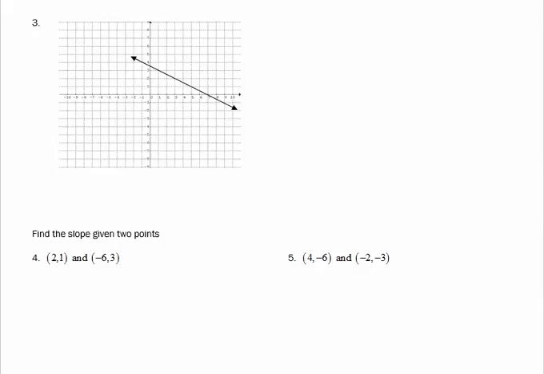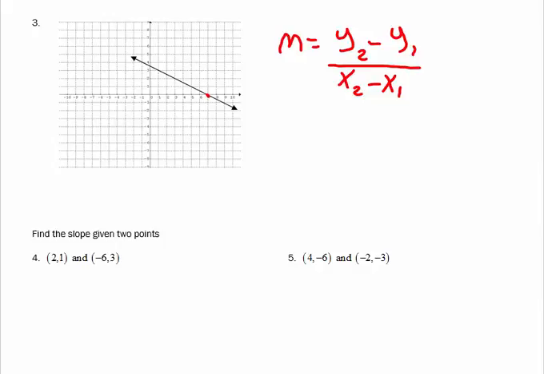For number 3, we're actually given a graph. So I'm not given 2 points, I'm not given an equation, I'm given a graph. How do I find the slope given a graph? Well, we could use option 2, which is to find 2 points and use the formula. So let's pick 2 points from the graph.